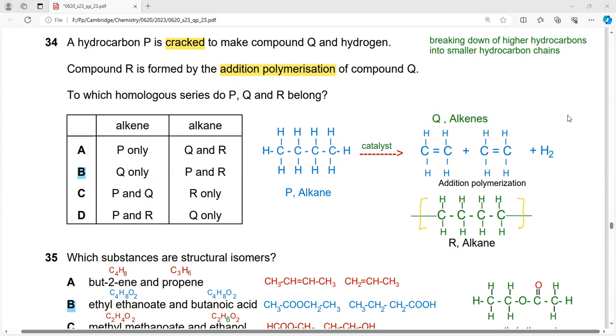These ethene molecules can go through the addition polymerization reaction given in the question. Addition polymerization is only possible with alkene. By addition polymerization, the double bond splits into a single bond, converting into an alkane once again and producing a long polymer of alkane. So P and R are alkane, while Q is alkene according to the situation in the question. That's why B is our correct option here.